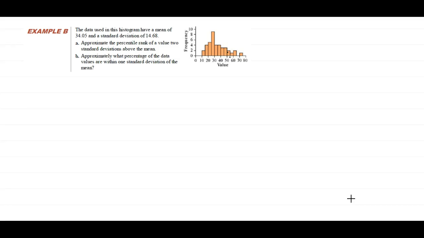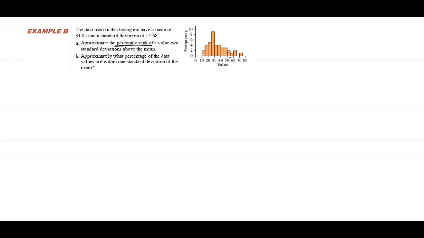Hey, welcome to 2.3 example B. It says the data used in this histogram have a mean of 34.05 and a standard deviation of 14.68. So approximate the percentile rank of a value 2 standard deviations above the mean.